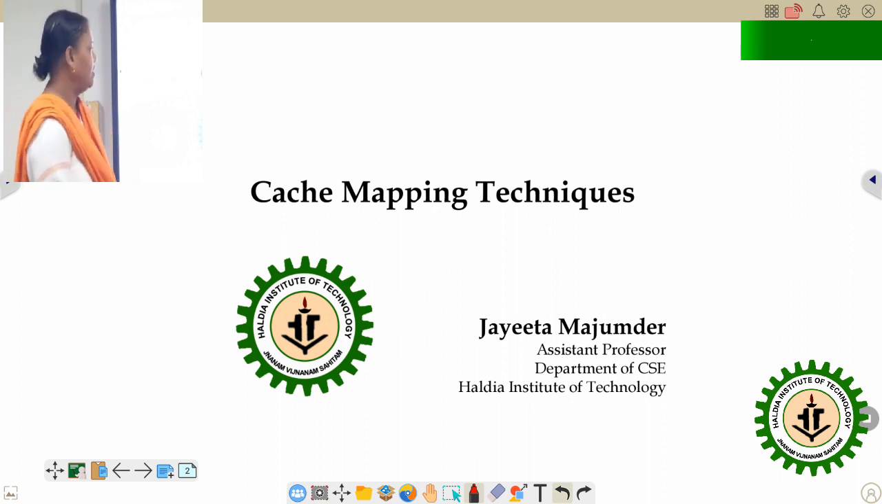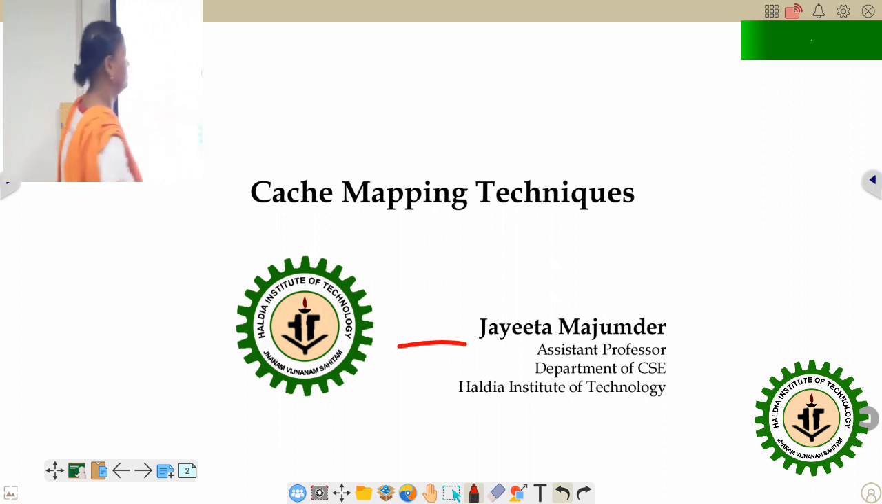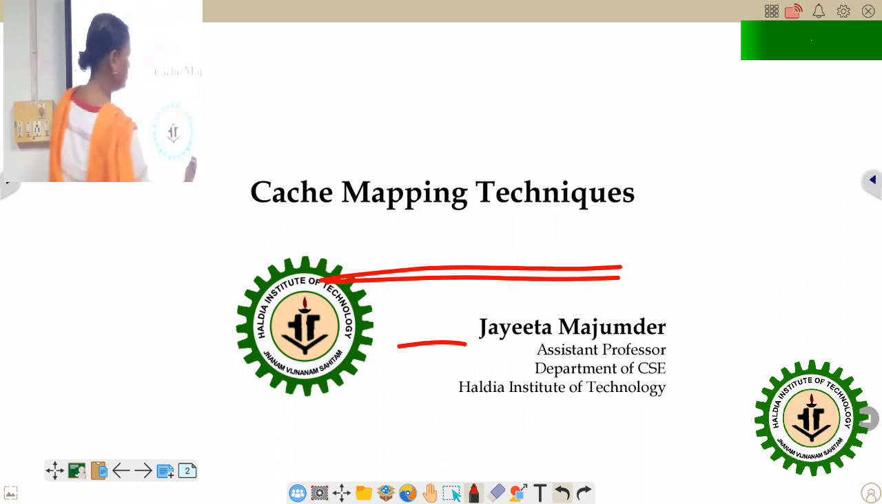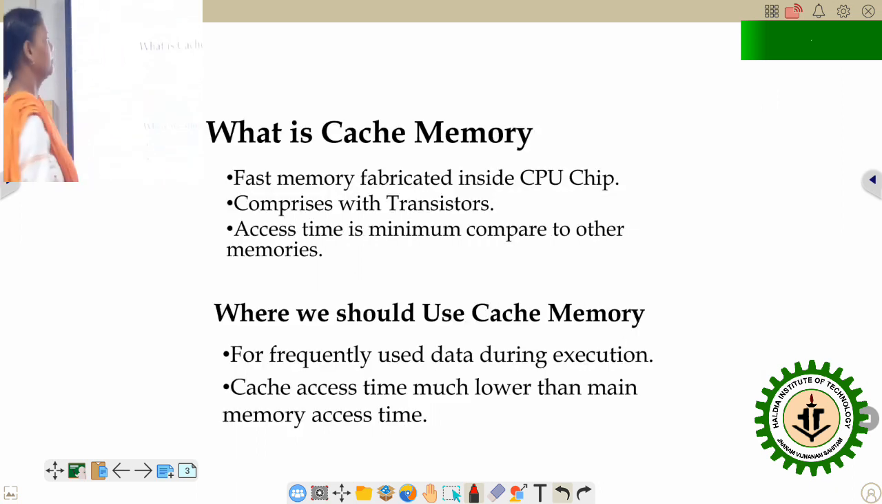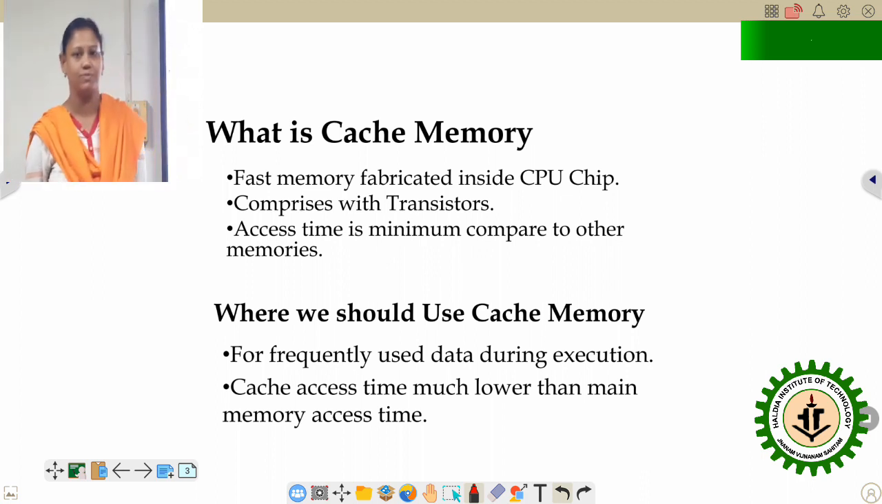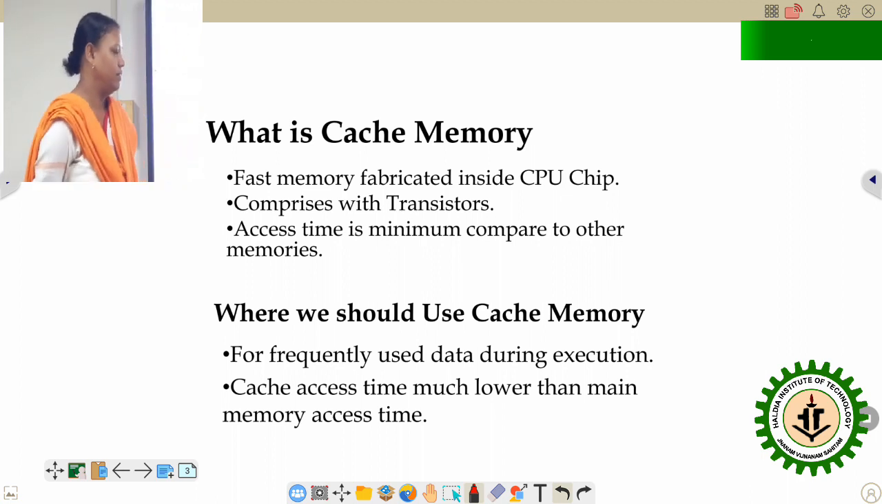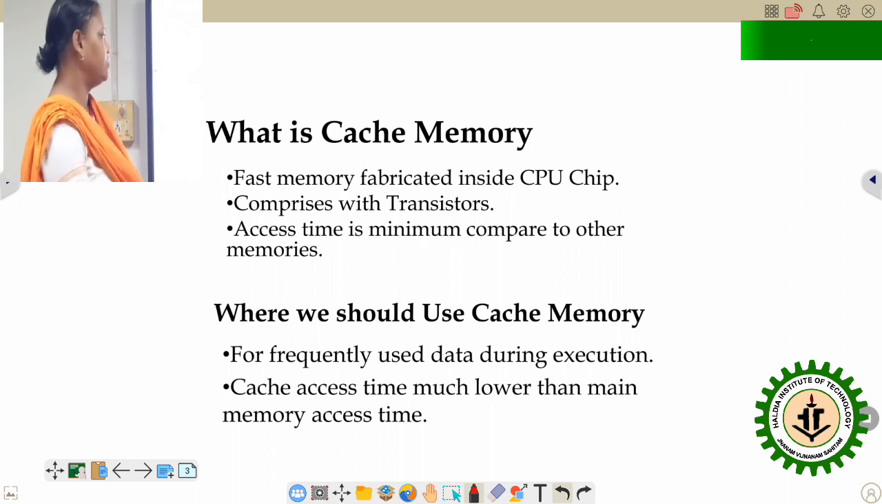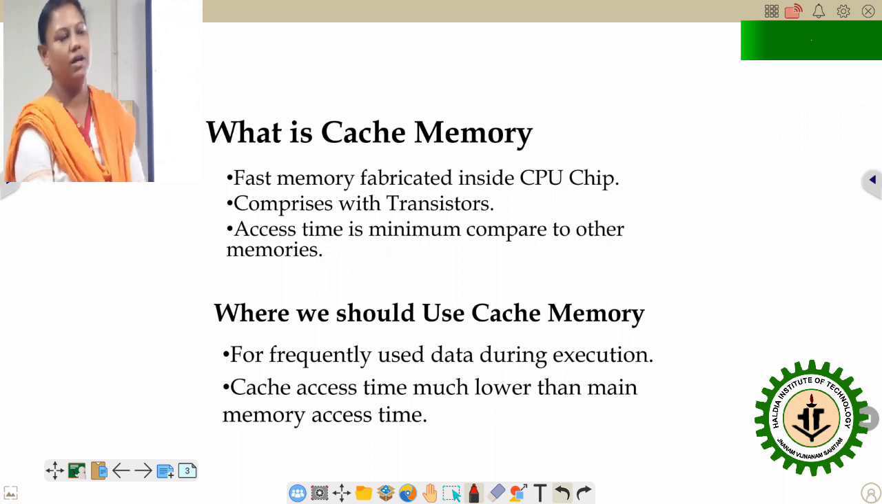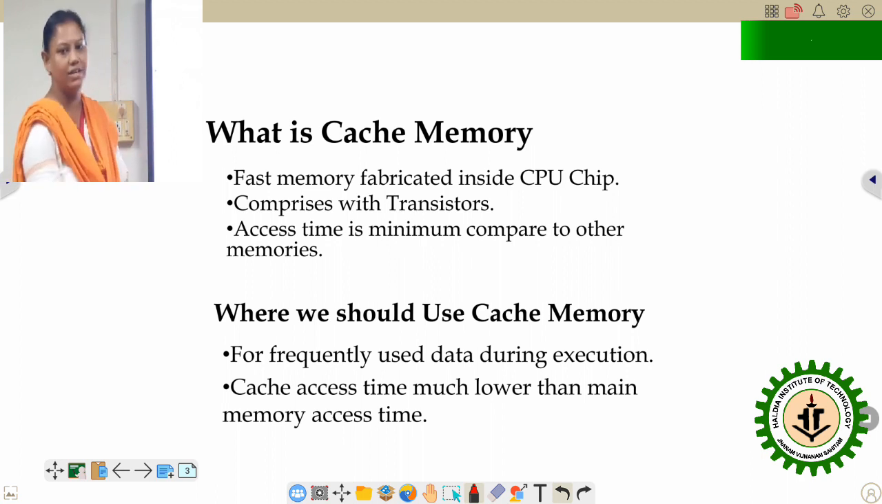Today, my lecture topic is cache mapping technique. So, before mapping techniques, first I discuss what is cache memory. From the memory hierarchy, we know there is a hierarchy structure. If we consider from the bottom to the top, at the bottom is the secondary memory, then the primary memory, then cache memory, and finally the register at the top.